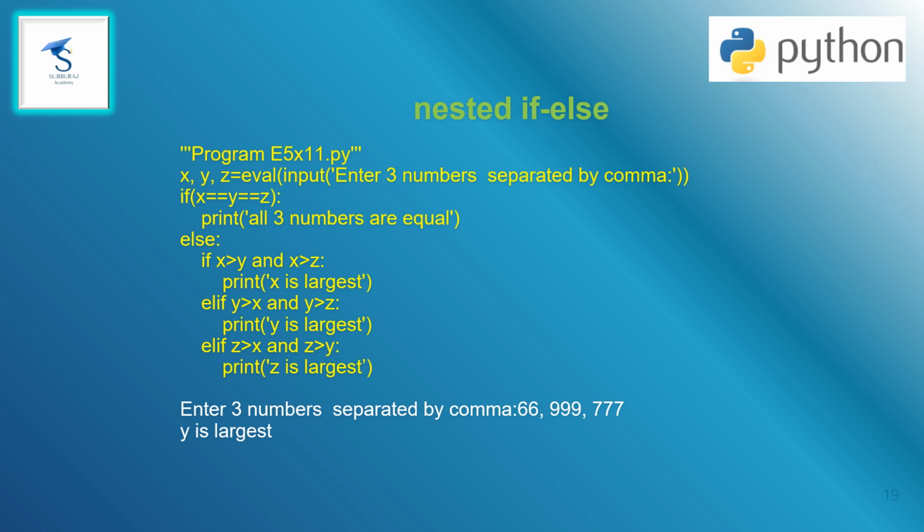So whatever you type first will be taken as x, comma, second number taken as y, comma, third number will be taken as z. Is it understood? You have to use comma. Remember, otherwise the program will not work.